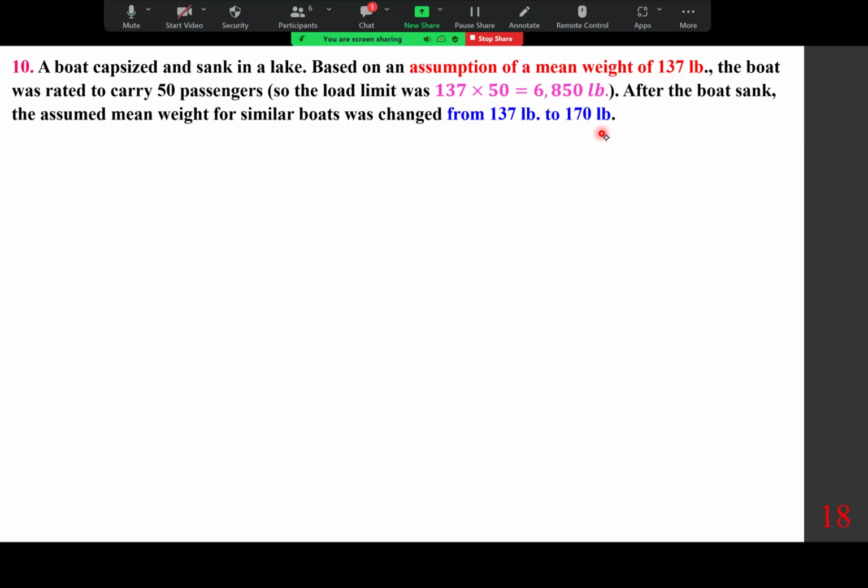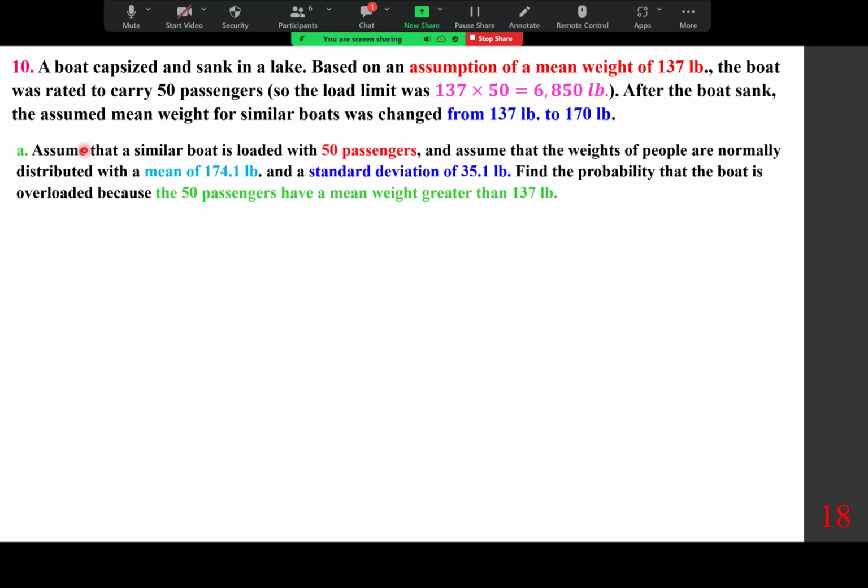That's the background. So what's the question? Assume that a similar boat is loaded with 50 passengers, and assume that the weights of the people are normally distributed with a mean of 174.1 pounds and a standard deviation of 35.1 pounds. Find the probability that the boat is overloaded because the 50 passengers have a mean weight greater than 137 pounds. Okay, so it's a word problem. What is given? You're dealing with a normal distribution.